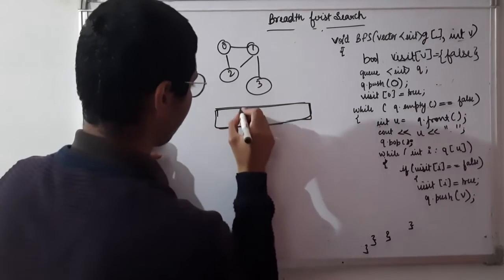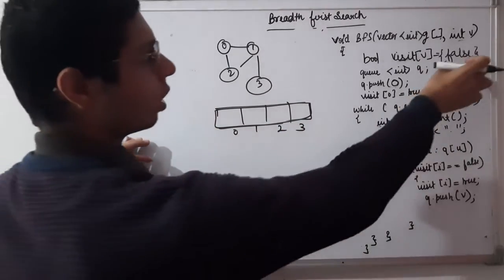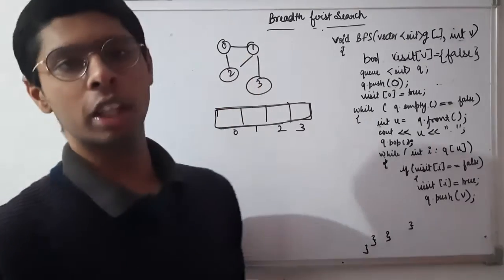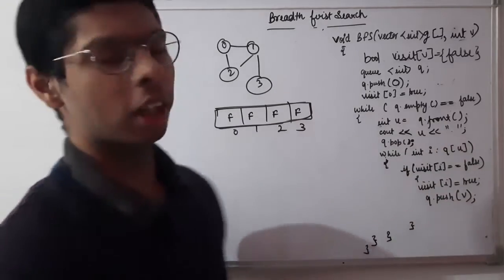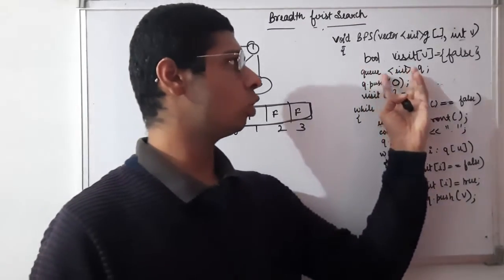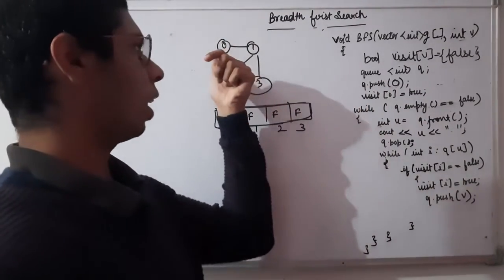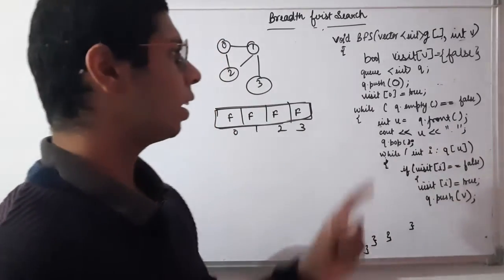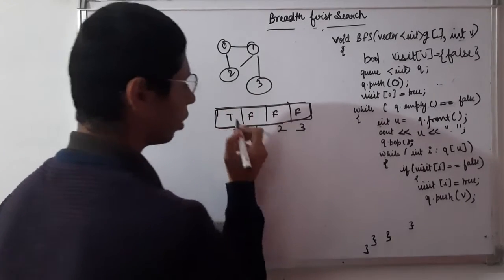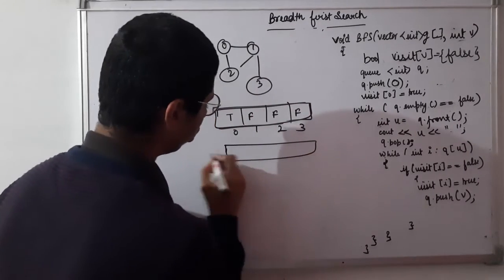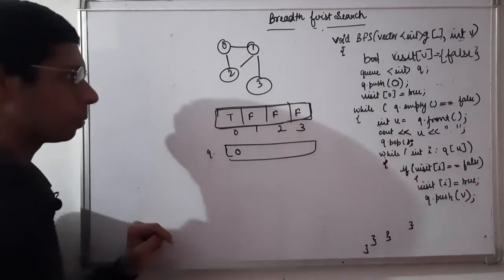So let's make a visited array for vertices 0, 1, 2, 3, and we will initialize the value of them equal to false. After that, we have to initialize a queue, insert the first value of this graph into our queue, and mark the first value as true. So we will insert 0 into our queue.